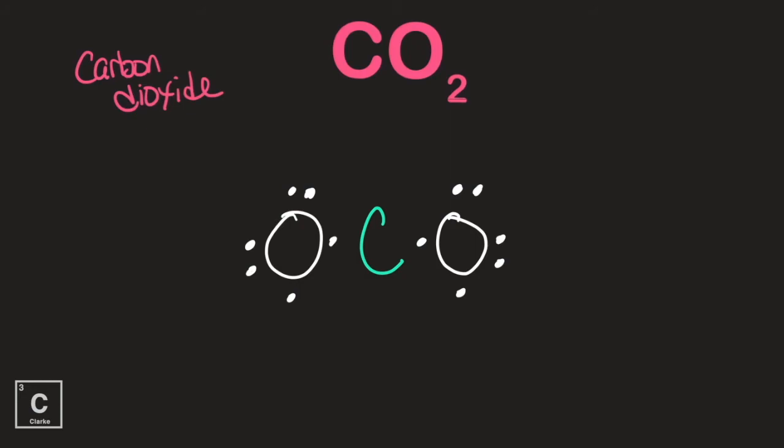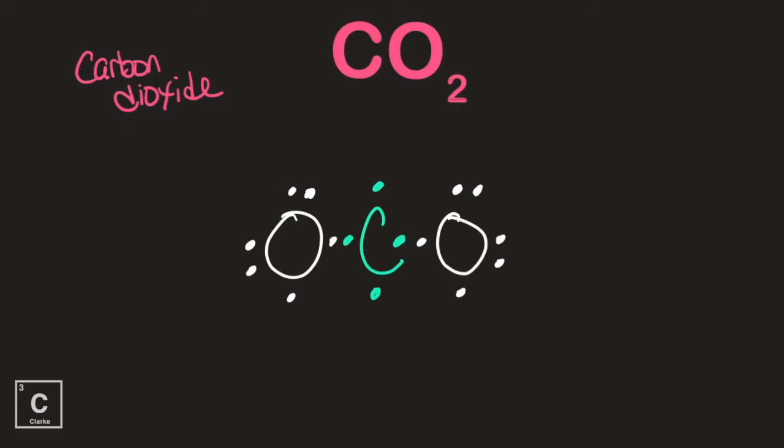Carbon. Find carbon on the periodic table. Carbon, group 14, 4 valence electrons. 1, 2, 3, 4. When you draw these really close together, I'm hoping that the puzzle kind of puts itself together.